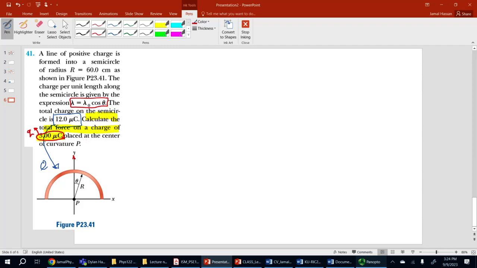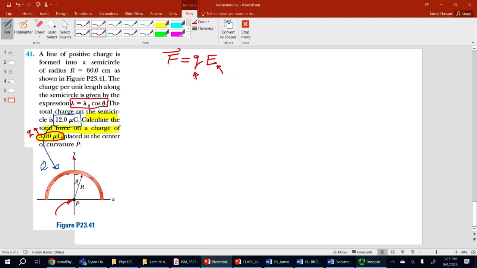First of all, why is there a force if you bring a charge and place it over here? The answer is the semicircular shape will produce an electric field at point P. So according to this equation, a force is equal to q multiplied by E. The electric field is from the positive charge of the semicircular shape, and q is the 3 microcoulomb. So this should be our starting point to solve the problem.